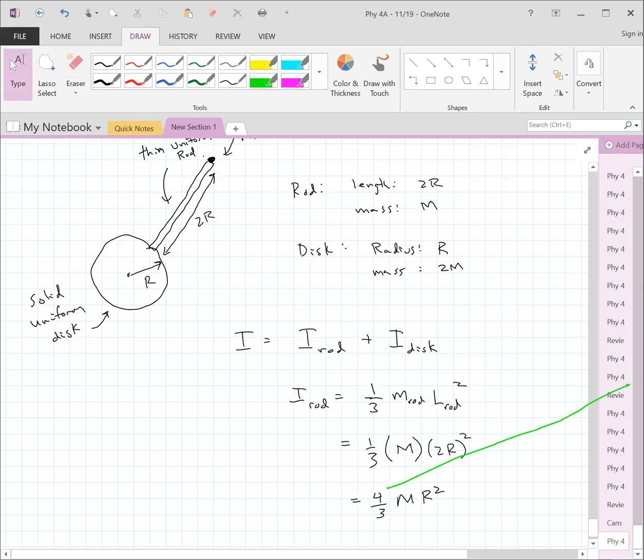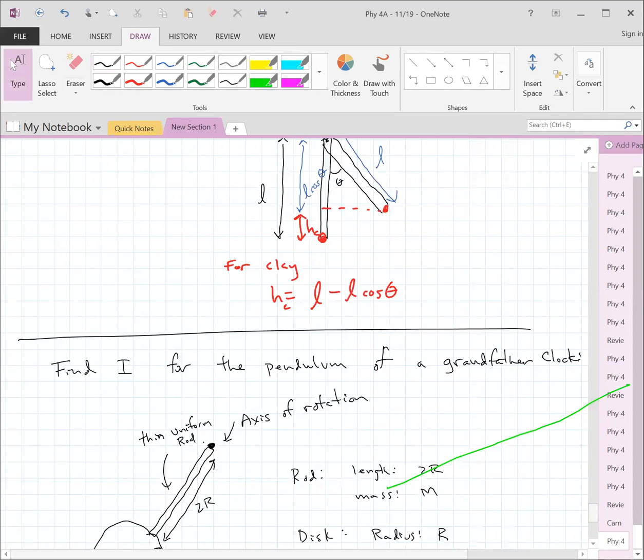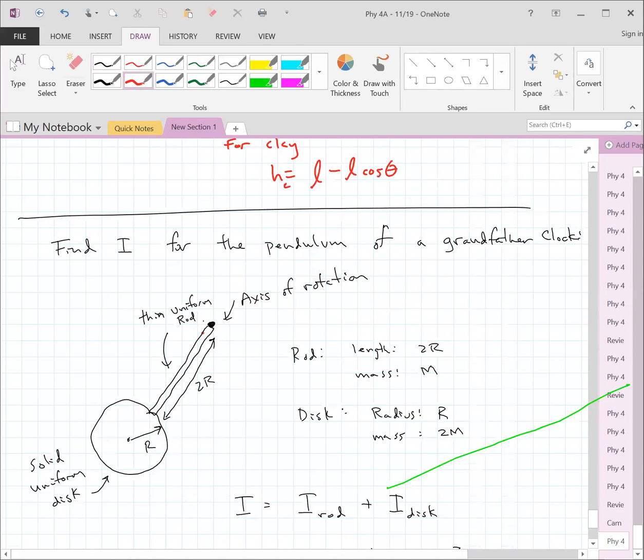So we're going to use I center of mass, which is 1/2 the mass of the disk times r squared plus the mass of the disk times d squared. And what is d in this case? It's this distance right here, the distance between the two axes of rotation. So in this case, it's 3r.